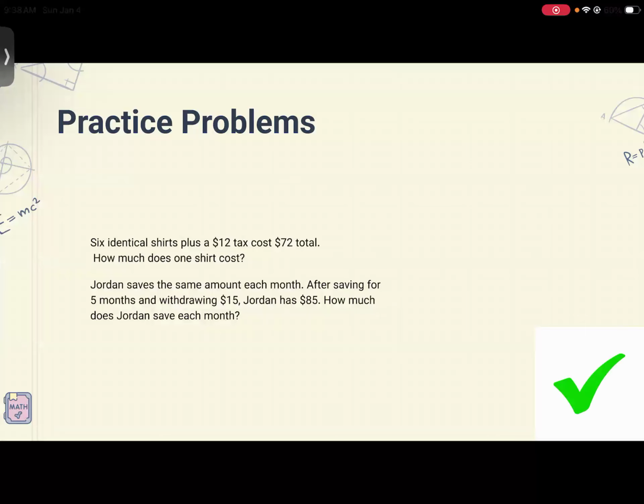So maybe someone could read this out, and then all they're trying to do is figure out the equation, and then once you have the equation, then try to solve it. So the problem is 6 identical shirts plus a $12 tax cost $72 total. How much does one shirt cost? So do they understand?